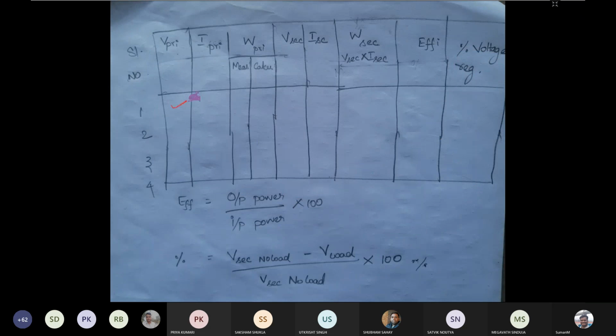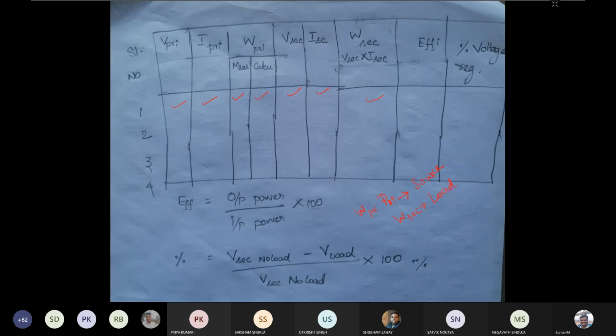So the primary current you are measuring, the secondary current you are measuring, then the primary power you are measuring. Then the secondary voltage and the secondary current you are measuring, and from that you calculate the secondary power. So there is some primary power. This primary power is supplied by the source, and the secondary power, that is W secondary, is supplied to the load. That is the load power.